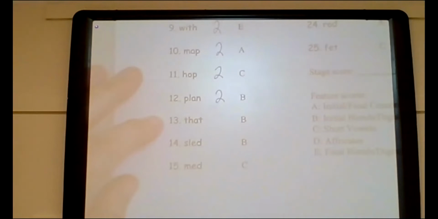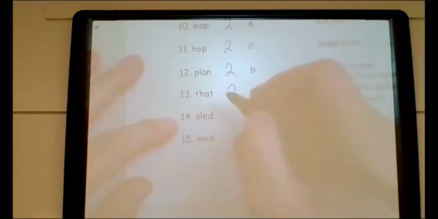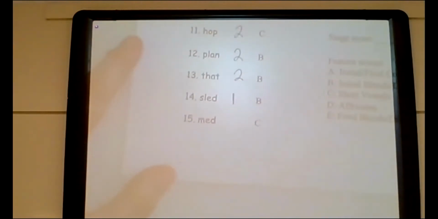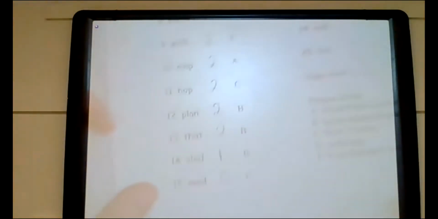Number 13, the underlying feature is a TH. He has that correct and he has the whole word correct, so he has a 2. Number 14 is slid. He has the underlying feature, but he does not have the vowel correct, so he actually has a 1. And then 15 is mud. He does not have the underlying feature, so he has a 0.